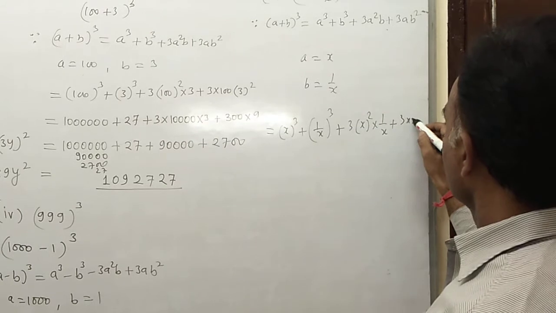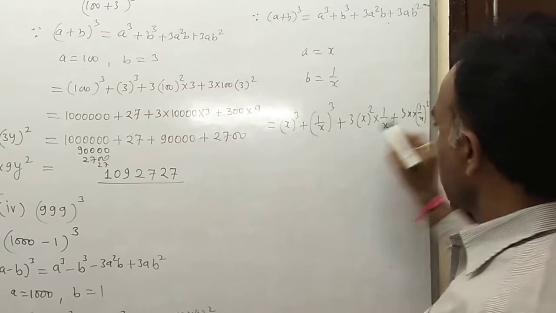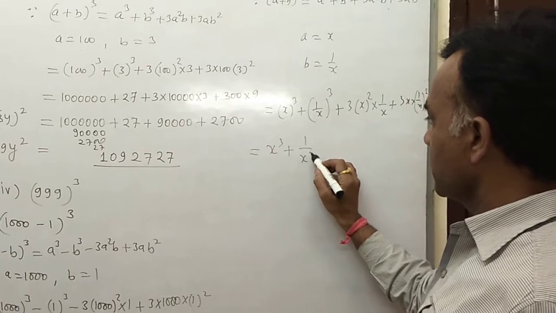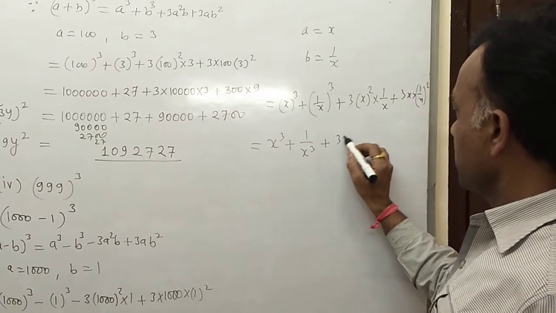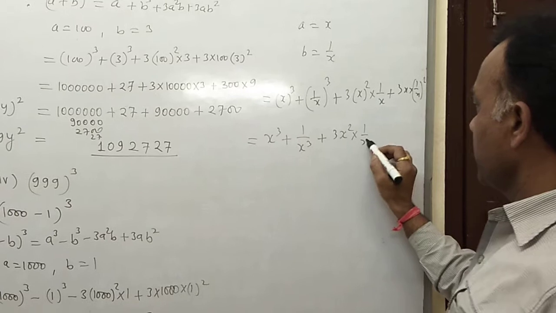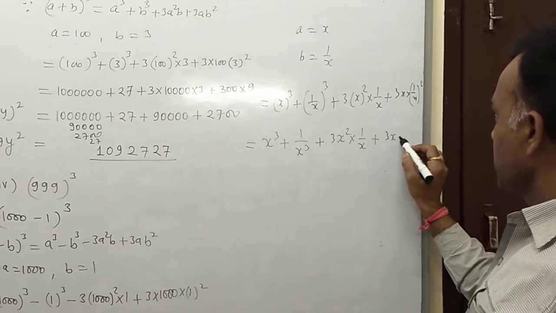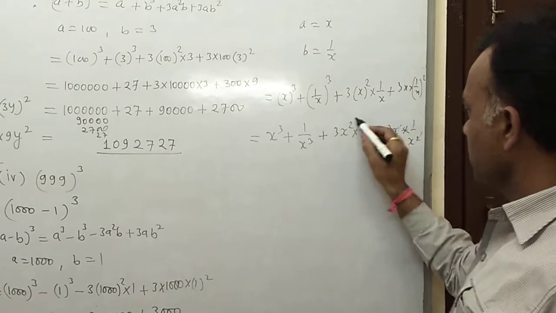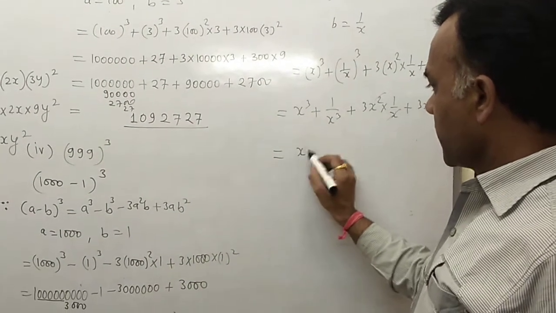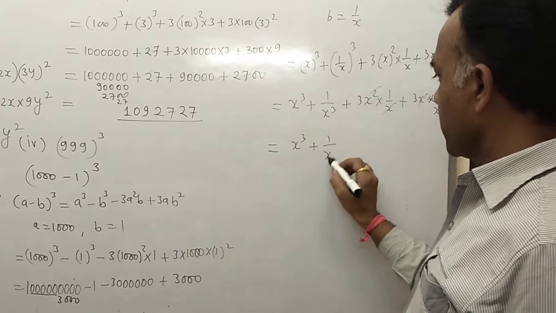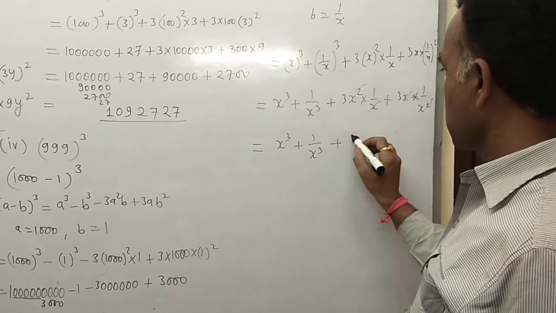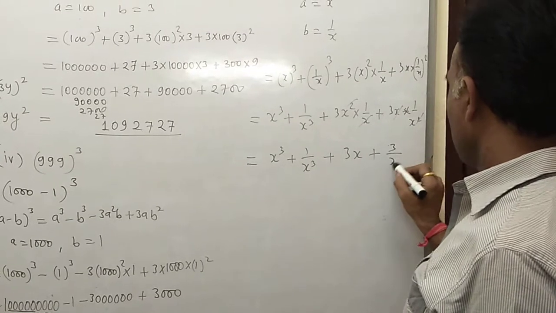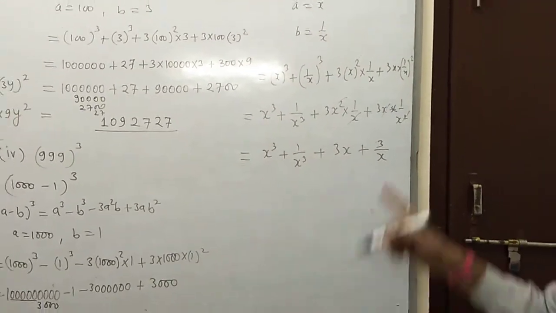You can write the easy answer: x cube plus 1 by x cube plus 3x square into 1 by x plus 3x into 1 by x square. So one x cancels out here, and here. So x cube plus 1 by x cube plus 3x plus 3 by x. So this is the plus identity.